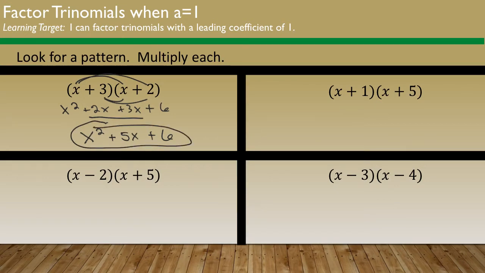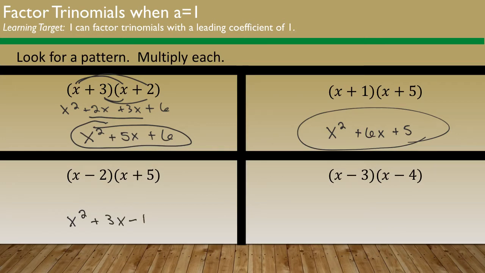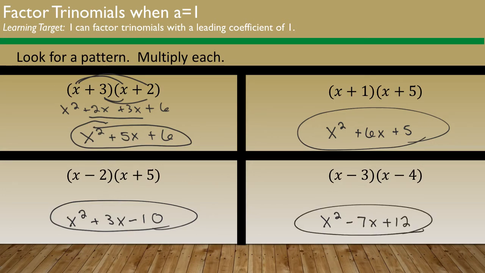Okay, on this one, I'm just going to go ahead and multiply these together. I'm going to get x squared plus 6x plus 5. So that's the product of these. X squared plus 3x minus 10 is going to be the product of those. And x squared minus 7x plus 12 is going to be the product of those.